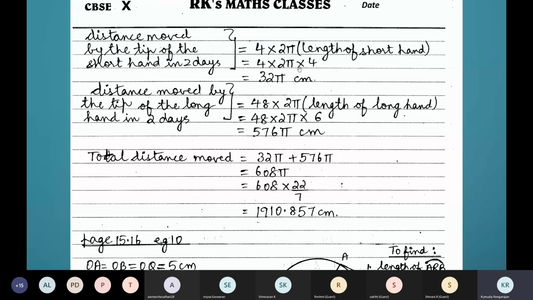So the distance covered by the tip in going 1 circle is 2 pi r. 4 circles, 4 into 2 pi r. 48 circles, 48 into 2 pi r.